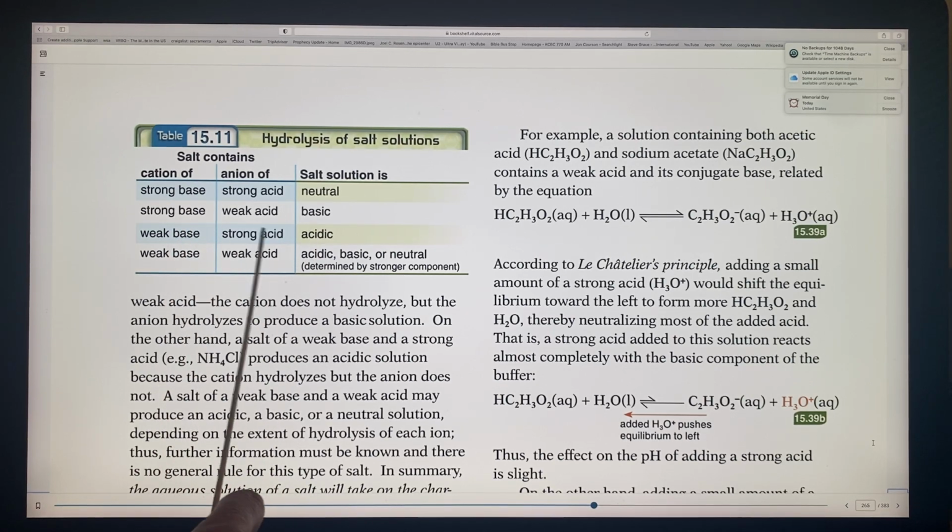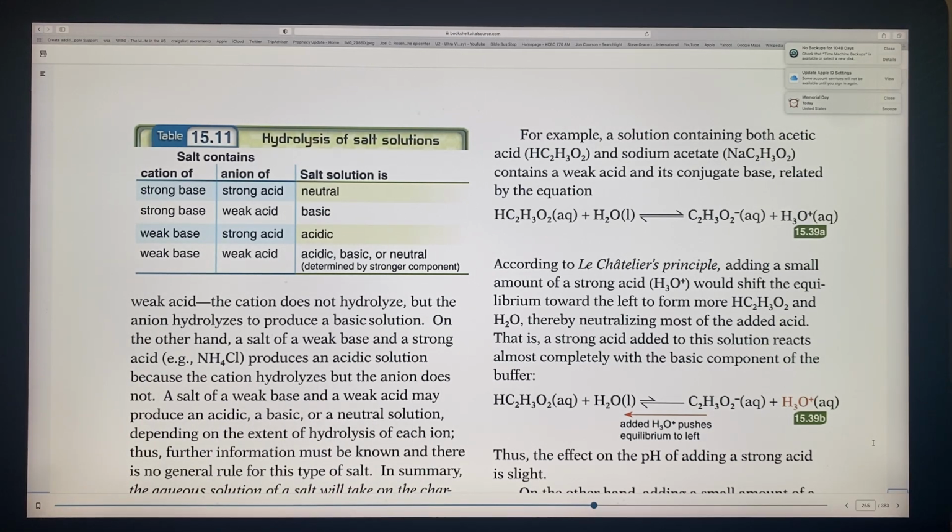And now you have a strong acid and a weak base. So you have a strong ion of the acid and a weak base. Of course, the acid's going to be strong, so the salt solution is going to be acidic. But if you have a weak base and a weak acid, in that situation, you could have acidic, basic, or neutral. So here is the hydrolysis of salt solutions.